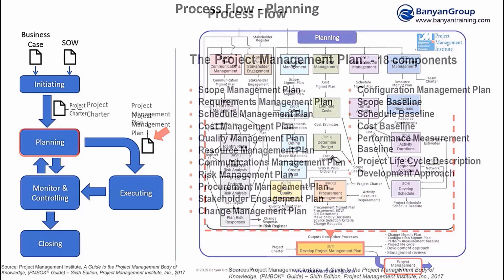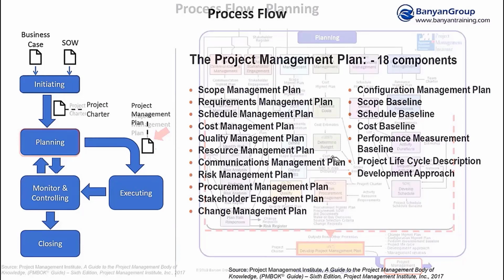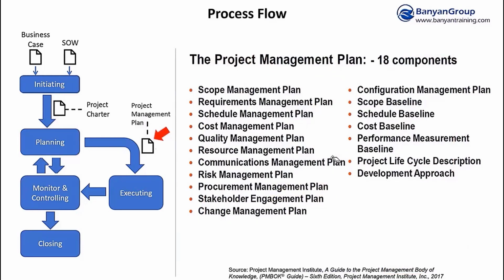If you're looking more specifically at the project management plan, just remember we said it's very important to know that the project management plan has 18 components. You also see the baseline. It's very important to realize that the scope baseline, schedule baseline, and cost baseline are part of the project management plan, but all these 18 components make up the comprehensive project management plan that drives the execution and controlling of the project.